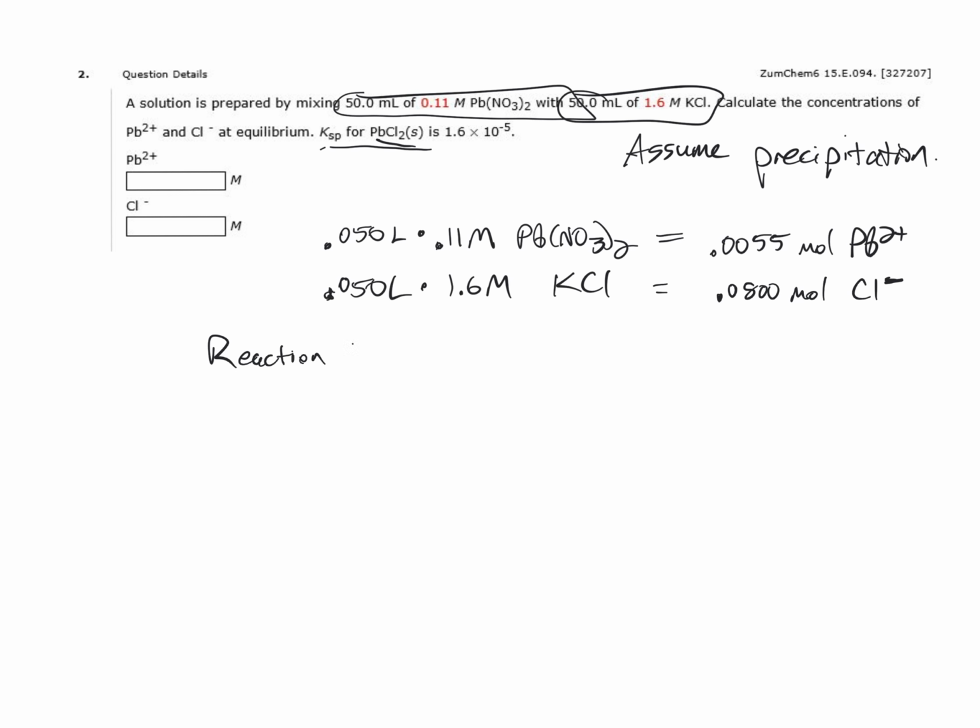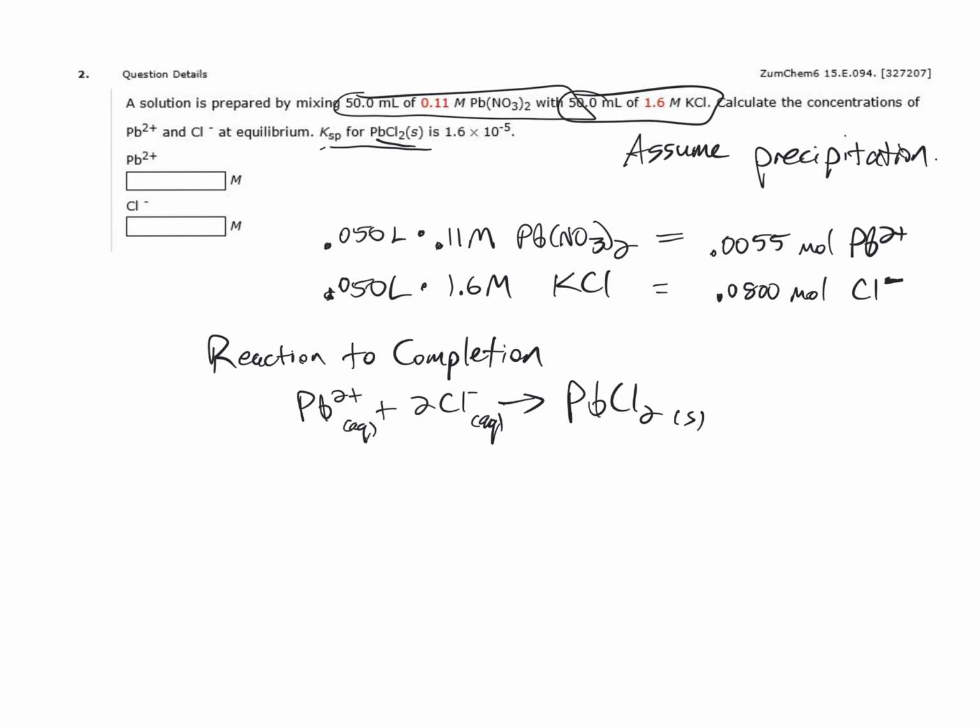Knowing that we have these 2 ions, and knowing that they form a solid salt with a pretty small KSP value on the order of 10 to the negative 5th, that means the presence of these 2 ions in solution, the vast majority of them will form a solid salt. So we've got lead 2 ions floating around along with chloride ions. Let's note the number of moles before, which we've calculated here and here.